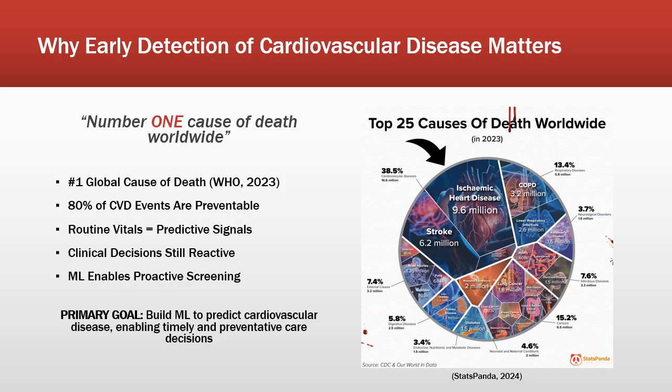Meanwhile, vital signs like blood pressure, cholesterol, and lifestyle habits are captured during routine checkups and contain predictive signals that we often overlook. The goal of our project is to build a machine learning system that uses these routinely collected metrics to predict the likelihood of cardiovascular disease before it manifests, enabling timely and preventative care decisions.